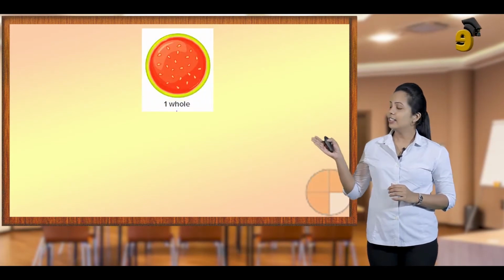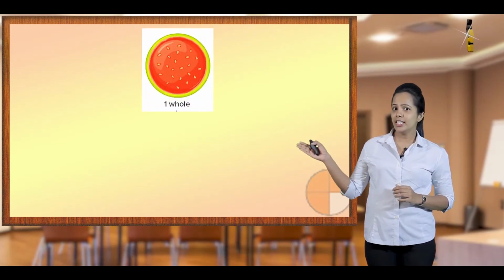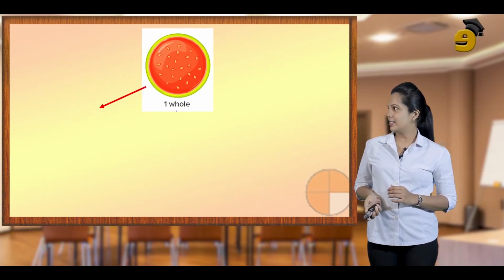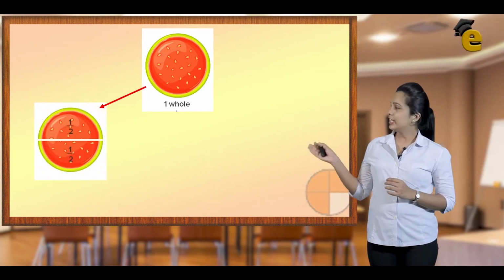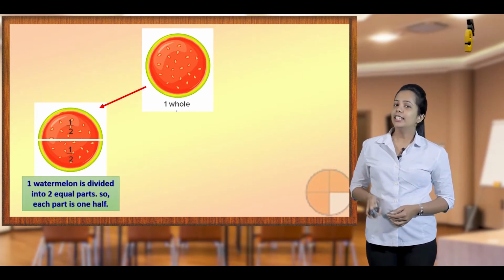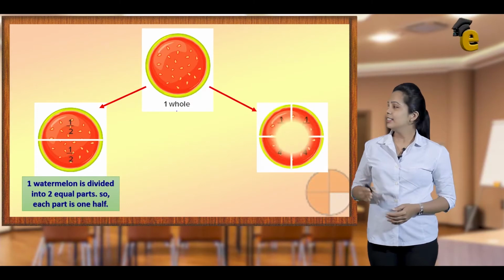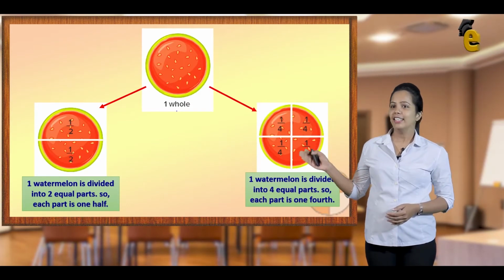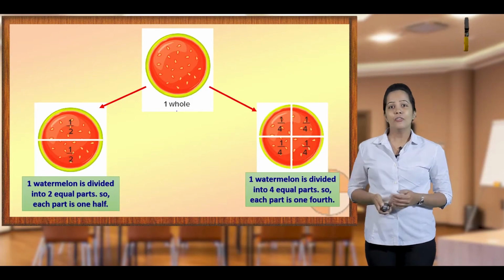Here you get a watermelon. So, we consider this one as one whole unit. Then I divide this watermelon into 2 equal parts. Then each part is 1/2. Then in the next part, I divide this watermelon into 4 equal parts. Then each part is 1/4.